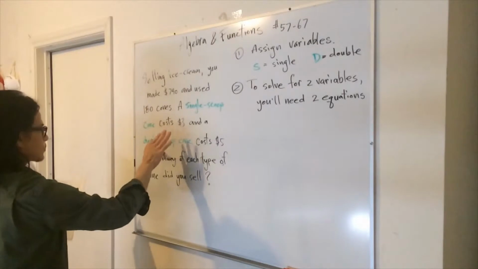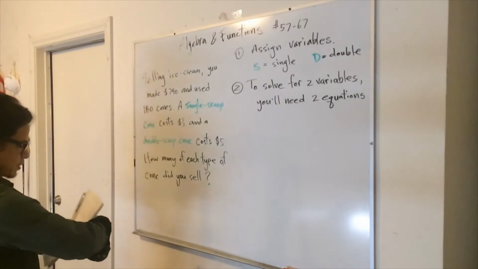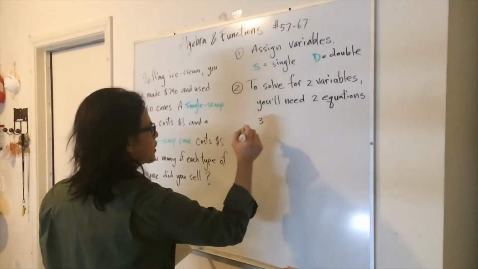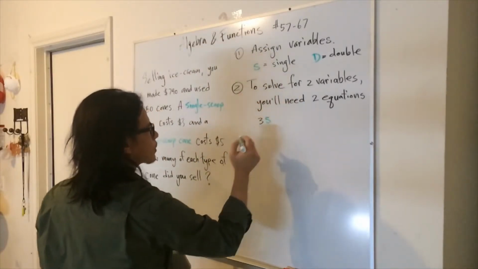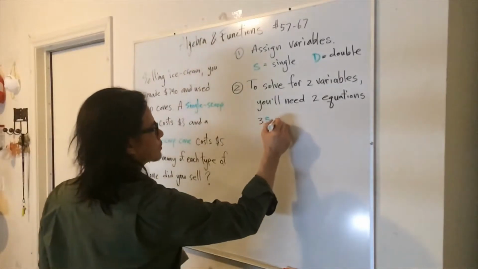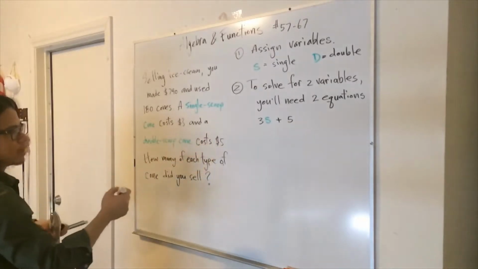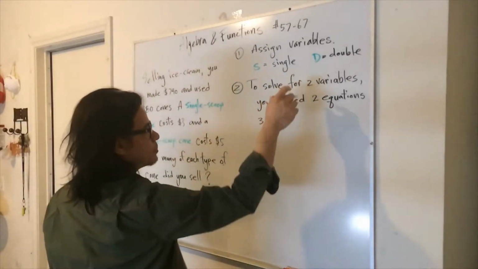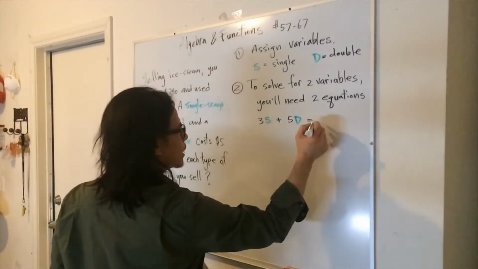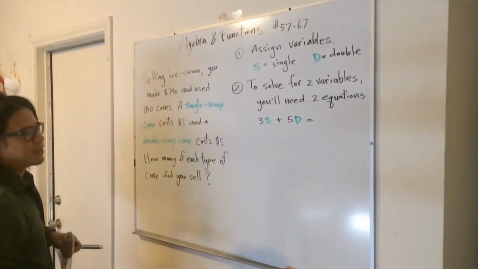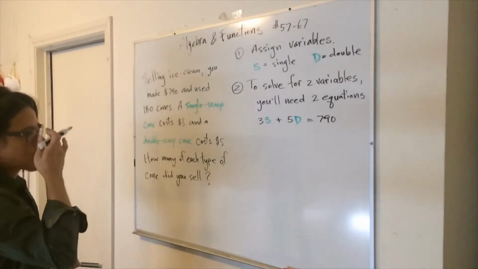Okay, so we have the single scoop costing $3. So that's where I'm going to start. I'm going to take 3 times however many single scoop cones I sold, plus 5 times, because the double scoop cones cost $5, the number of double scoop cones that I sold. Altogether, we made $790. Okay, so we have one equation down.